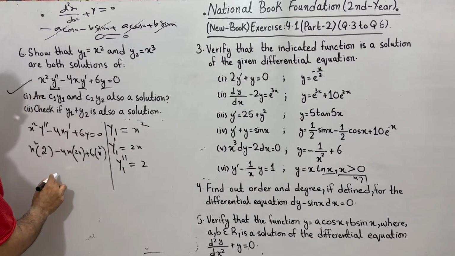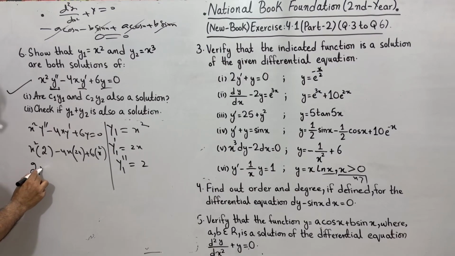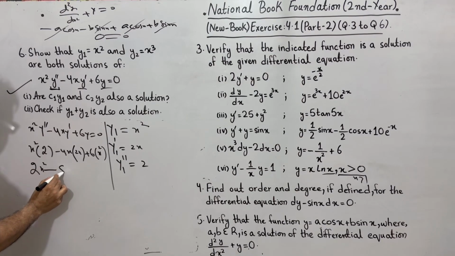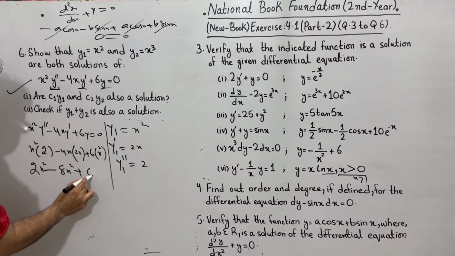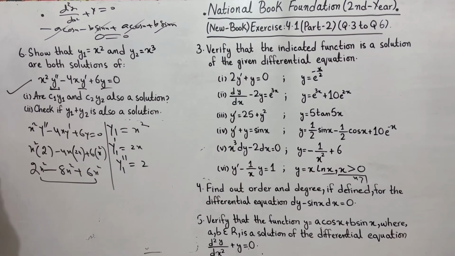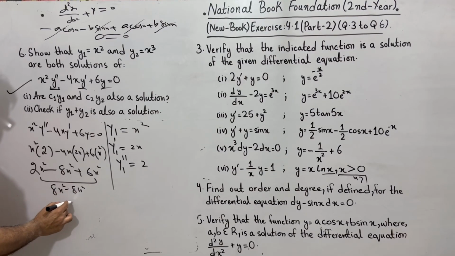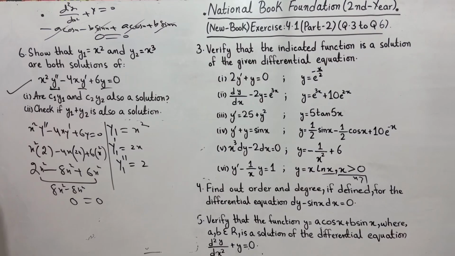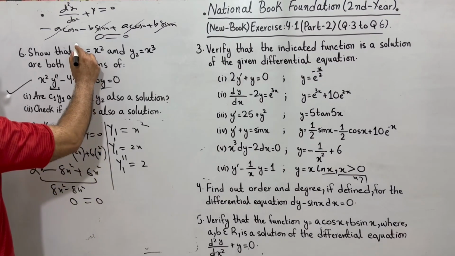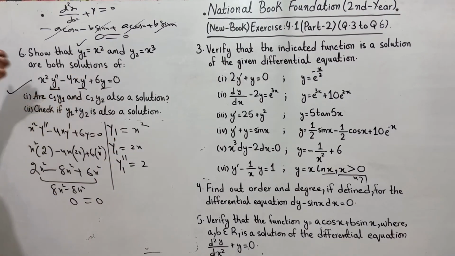It is going to be 2x square, minus 4 times 2 is 8x square, plus 6x square. Look at this: 2 and 6 make 8, and it's negative 8. 8x square minus 8x square, both cancel out. 0 is equal to 0. Yes, y1 is a solution of this differential equation.